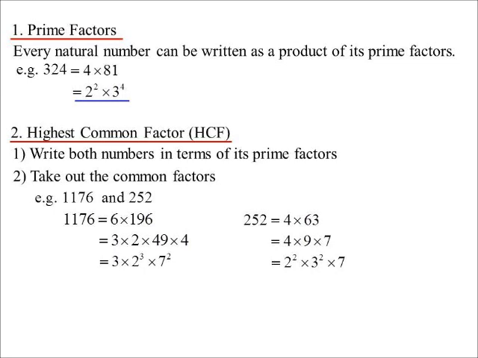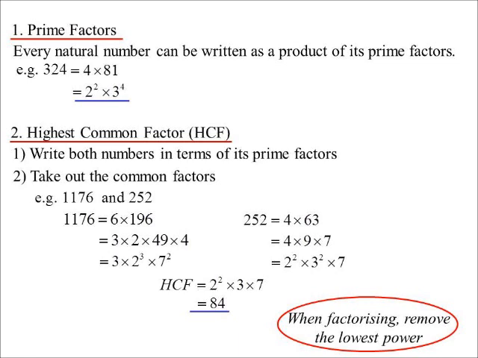So we want the common factors. We're now going to factorize exactly the same as we do with algebra. When we factorize in algebra, we always take out the lowest power. So what do they have in common? 2 squared would be the lowest power of the two. 3 to the power of 1 would be the lowest of the two. And 7 to the power of 1 would be the lowest of the two. And we get 84. So it's exactly the same as we did with algebra. It is no different. So when you're factorizing, it's the lowest power that you remove.